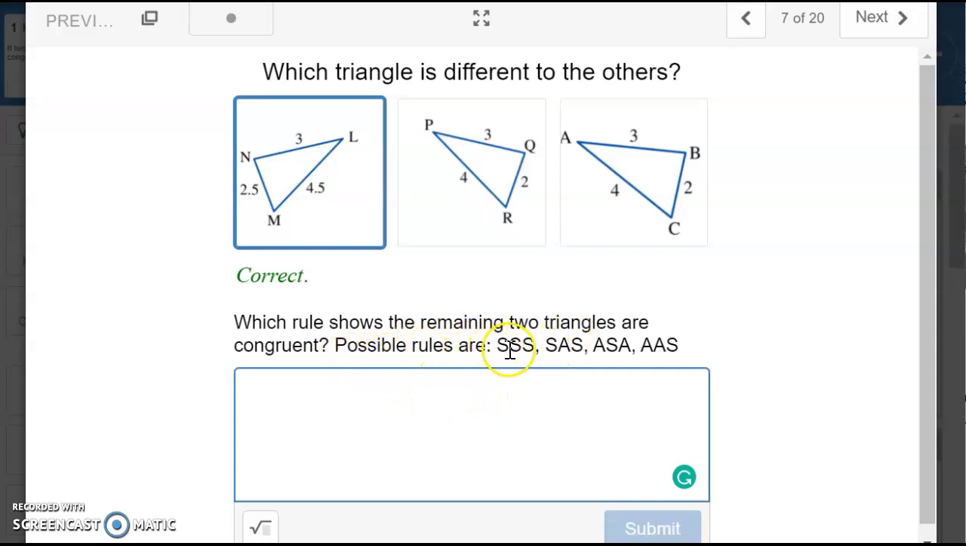Okay, so which rule shows the remaining two triangles are congruent? Possible rules are side, side, side, side, angle, side, ASA or AAS. Which do you think is correct? Well, we have one pair of sides that is congruent, and another pair of sides, and another pair of sides that are congruent. So this is going to be side, side, side.